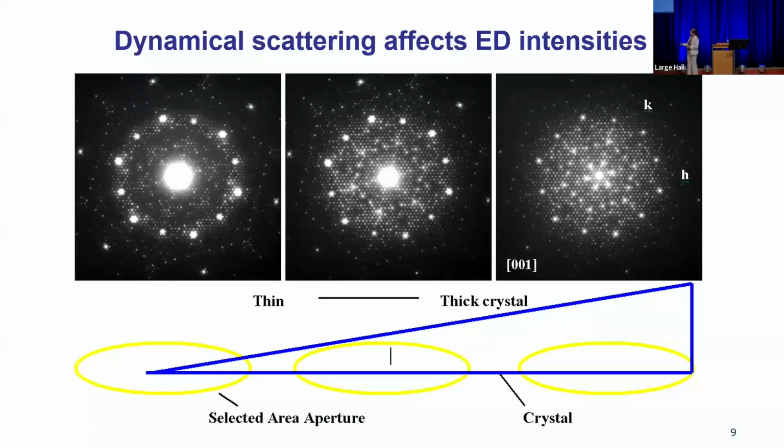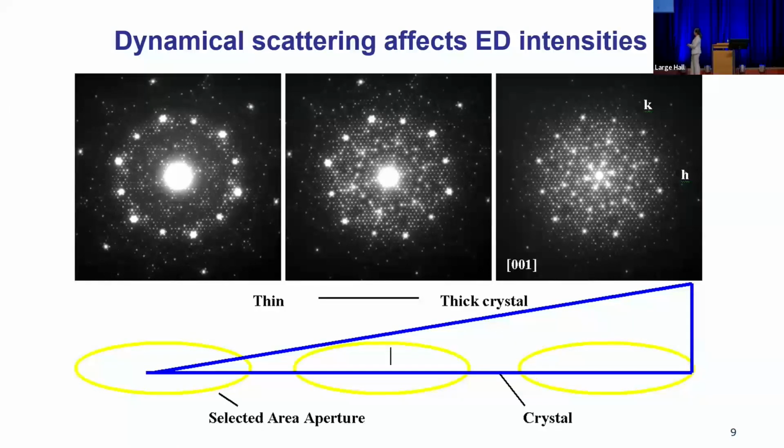So these 3 diffraction patterns were obtained from exactly the same crystal, but just from different thicknesses. So this is from the thinner part, and when you move the aperture and select the thicker one, you can see the diffraction intensities change dramatically. And of course, nobody will believe that this data could be used to get the structure, because structure determination is based on the intensity.